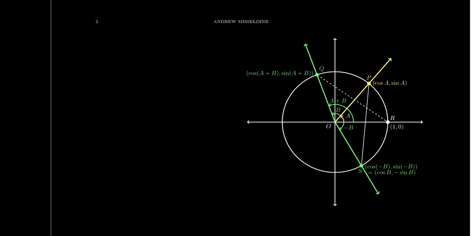So the coordinates of the points P and S can be described using cosine and sine of angles A and B. And then the coordinates of the point Q can be described using cosine of A plus B and sine of A plus B. So now you can start to see why this diagram might be of interest to us. So what we're going to do is we're going to first calculate the distance between the points Q and R, and then we're going to do P and S in just a second.